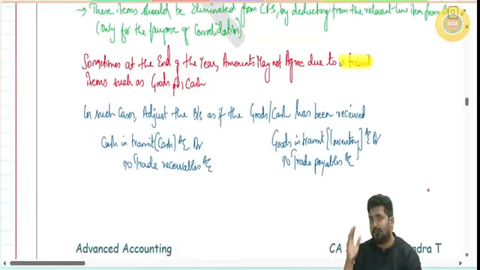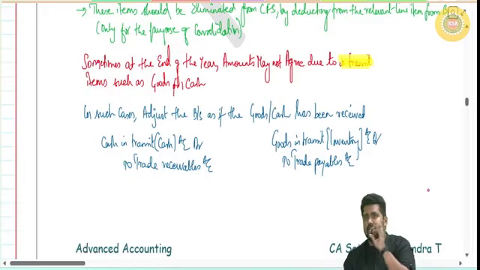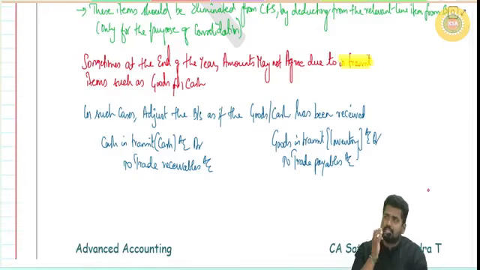What entries do we have to pass? Cash in transit account debit to trade receivables. If it is goods in transit, goods in transit account debit to trade payables. Same entry. Clear? What is that? Debtors account should be eliminated. Creditors account should be eliminated.